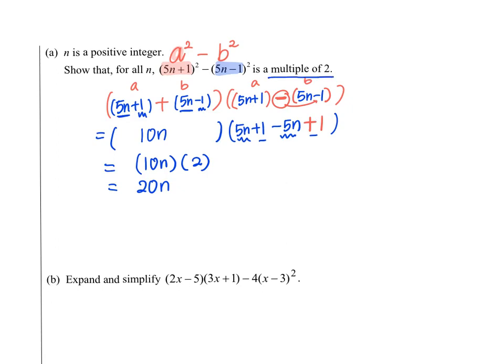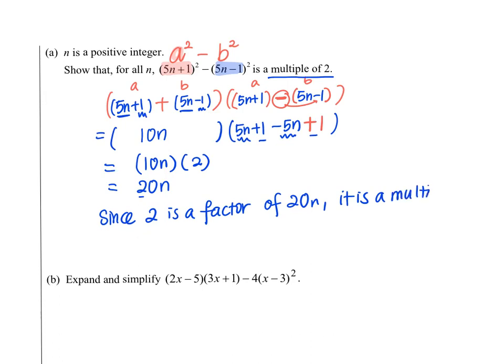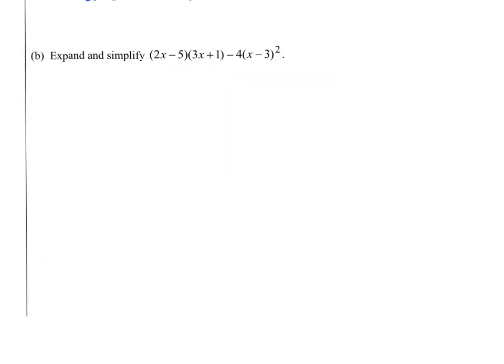If it's a multiple of 2, you look at number 2, 20, right? So this is actually a multiple of 2. How do I know that? Because since 2 is a factor of 20n, it is a multiple of 2. Have you gotten the concept?